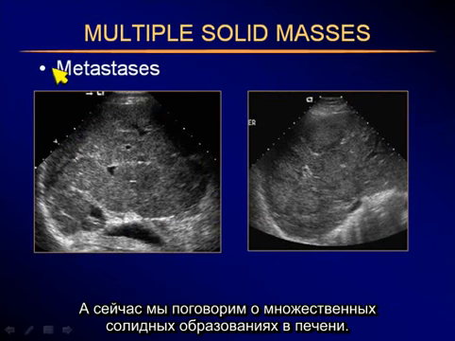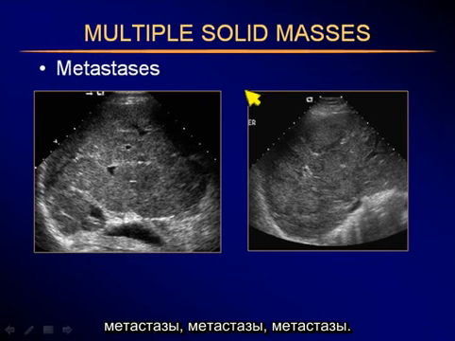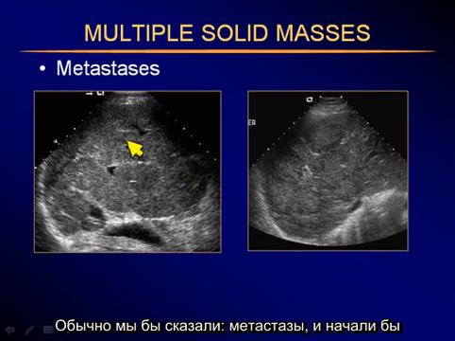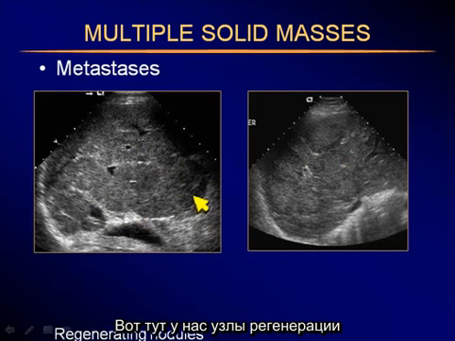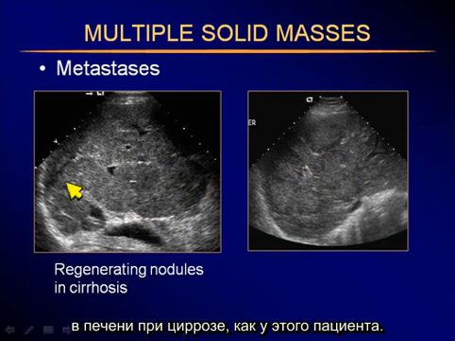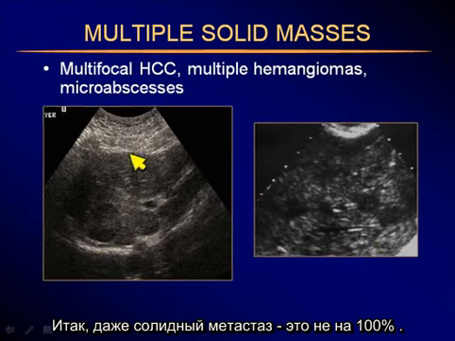Now, when we talk about multiple solid masses in the liver, the differential diagnosis is metastasis, metastasis, metastasis. But there are other pathologies that can mimic this, that can be just the same. Usually we would say metastasis and we would want to have a history to see what's going on. But it's still, even in this case, not 100%. We can have regenerating nodules in a liver in cirrhosis like this patient had, and this patient has lymphoma, masses within the liver. So even solid metastases are not 100%.